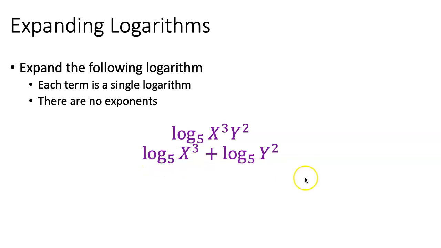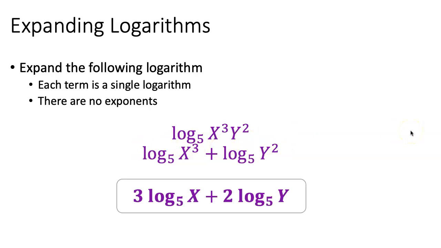Log base 5 for both of those. Now we can use our power property and move this 3 to the front of that logarithm and the 2 to the front of this logarithm. And we're done. We've got single logarithms for each term, and there are no exponents anymore.